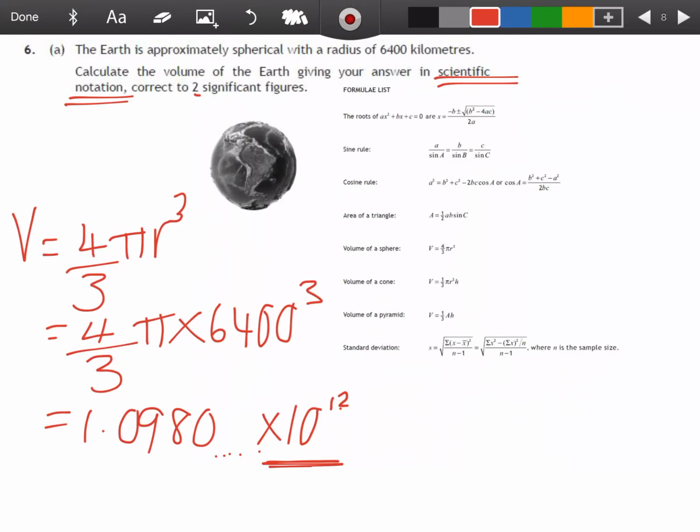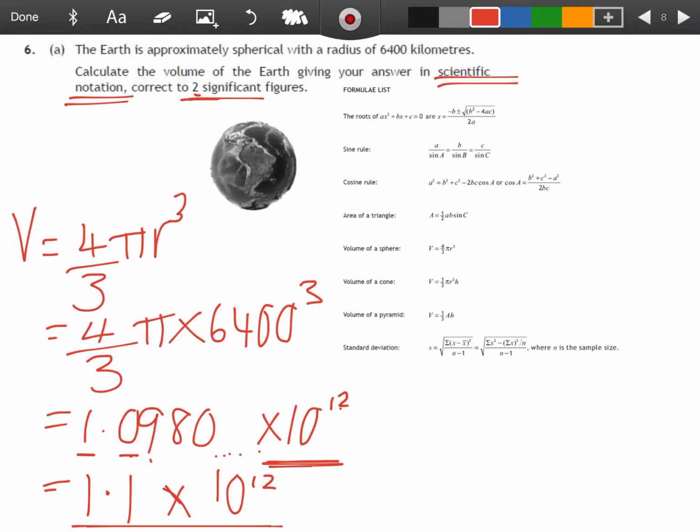But it also says to 2 significant figures. So we're looking for the first 2 digits, which is a 1 with a 0. However, after the 0 is a 9, which is 5 or more. So I'm not going to leave it as 1.0. The 0 is going to bump up to a 1. So it's 1.1 times 10 to the power 12. And that's our answer, correct to 2 significant figures and in scientific notation.